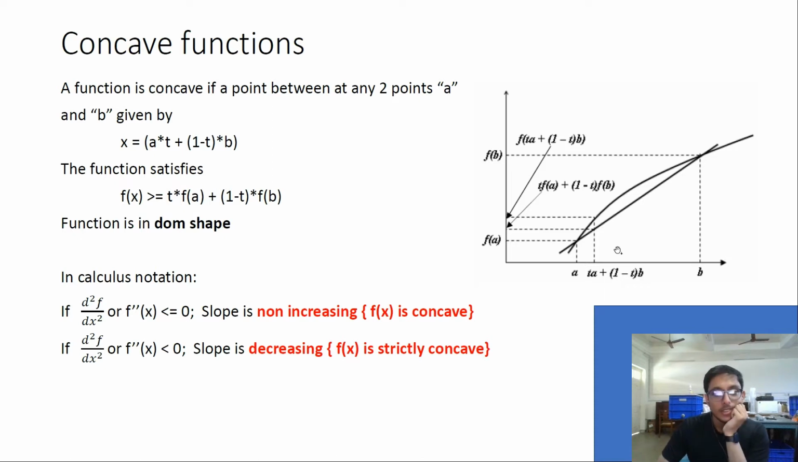So the same thing as we did in the case of convex function. You calculate the double derivative for the concave, and if it is less than or equal to 0, that is, if the slope is non-increasing, then it is concave. And if the slope is decreasing, yeah. The difference between non-increasing and decreasing is just this 0. If it is non-increasing, you can call it concave. If it is decreasing, then you can call it strictly concave.